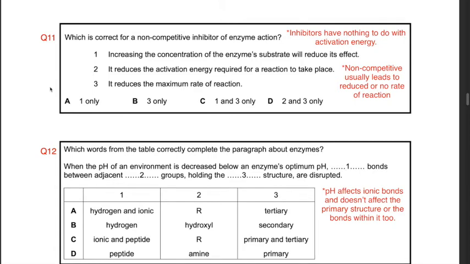Let's look at statement 2. It reduces the activation energy. Again, inhibitors have nothing to do with activation energy. 3. It reduces the maximum rate of reaction. Yes, that is correct. Over here, maximum rate of reaction refers to Vmax. If you recall how Vmax changes in the presence of an inhibitor, if it is a competitive inhibitor, Vmax is unchanged or unaffected. If it is a non-competitive inhibitor, the Vmax is reduced. That is, the maximum rate of reaction is reduced, leaving us with the best possible answer, that is B, 3 only.